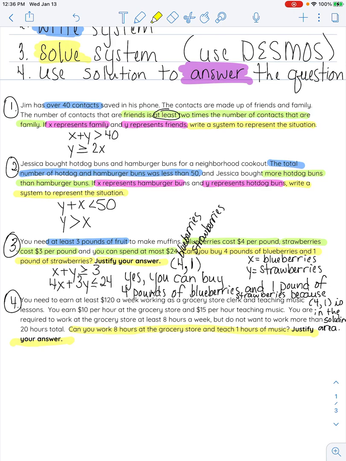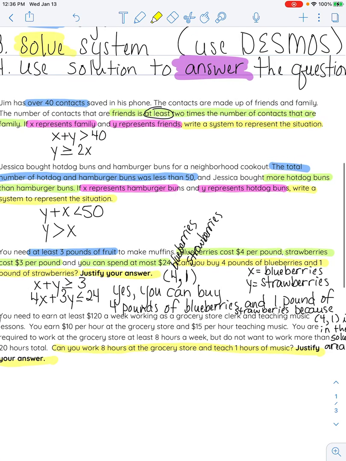Well, here's what I want to tell you. You can have more than 2 inequalities in a system. You can have more than 2 equations in a system. Okay? So watch what happens here.